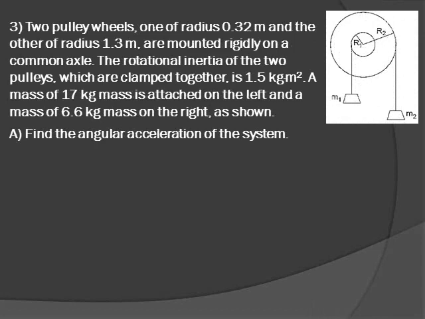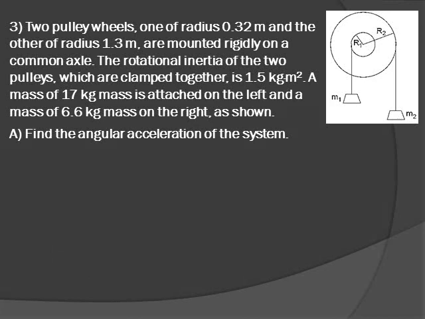Number 3 says two pulley wheels, one of radius 0.32 meters and the other of radius 1.3 meters, are mounted rigidly on a common axle. So they're both going to be spinning around the center right here. This one is going to have a radius of 0.32, and this larger one has a radius of 1.3.